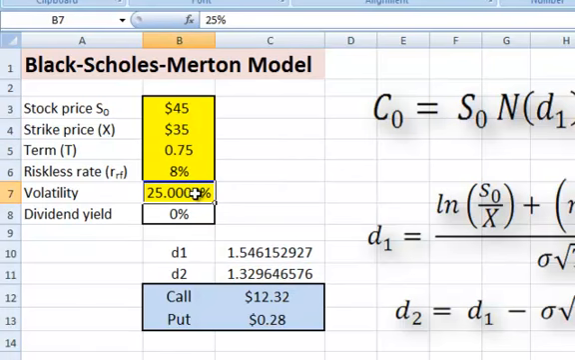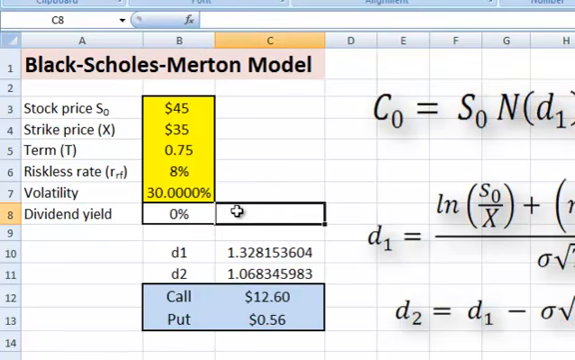Risk-free rate. The higher the risk-free rate, the more valuable the call option, but the lower the put option. And finally, volatility. The value of an option increases with volatility. So I'll just go ahead and change it to 30% here, and you can see the change.